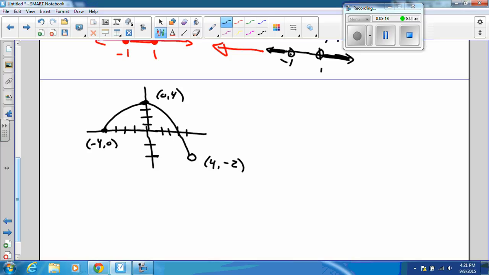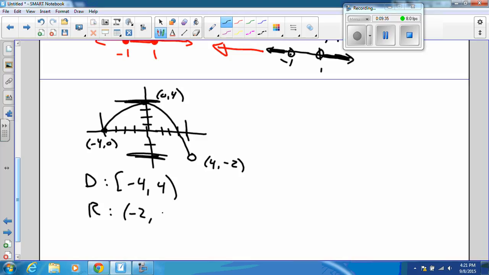And so what can we say? We can say that the domain is going to be all of the x values from here to here, which is going to be from negative 4 to 4, but not including 4. And you can see that the range is going to be all the y values from here down to here. That is from negative 2 up to 4, just like so.